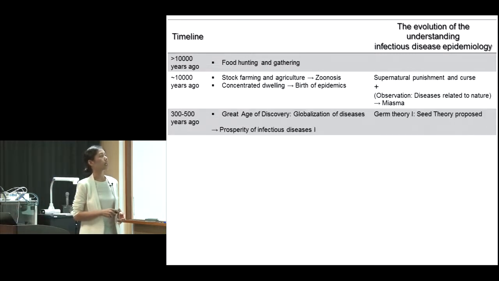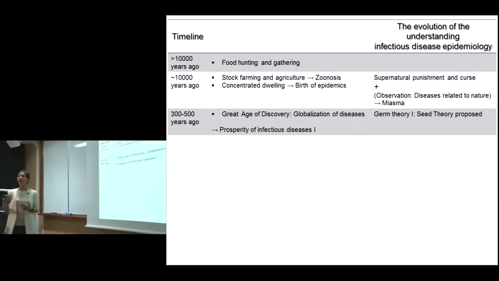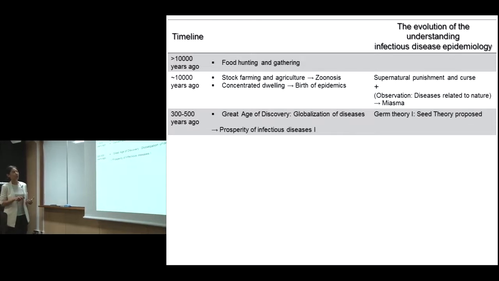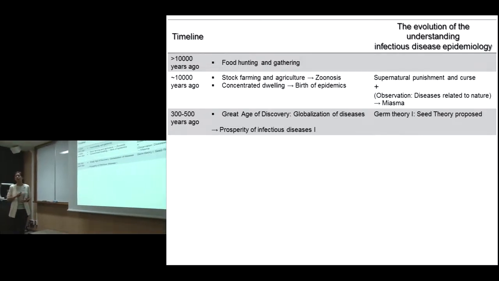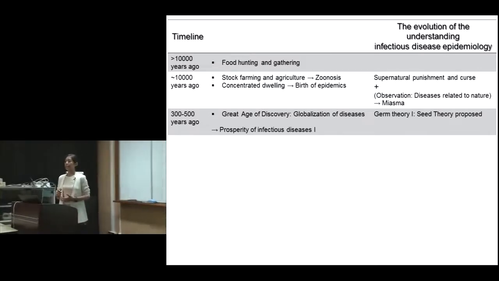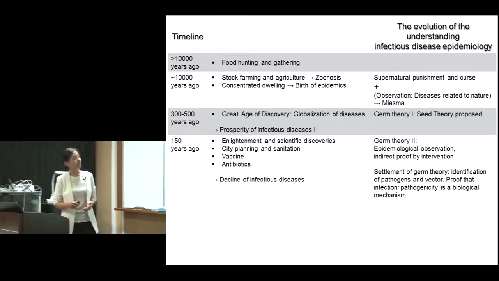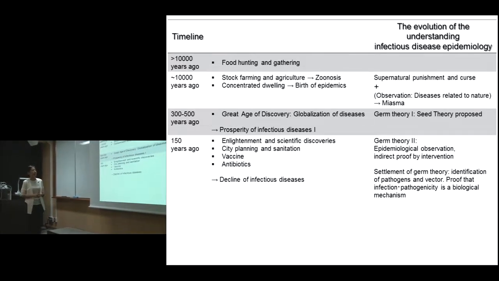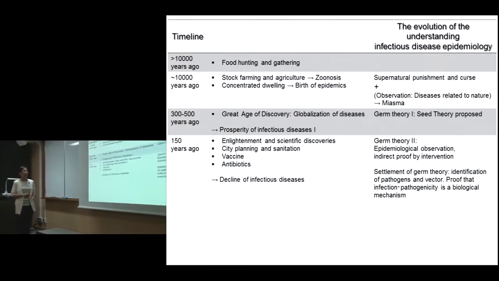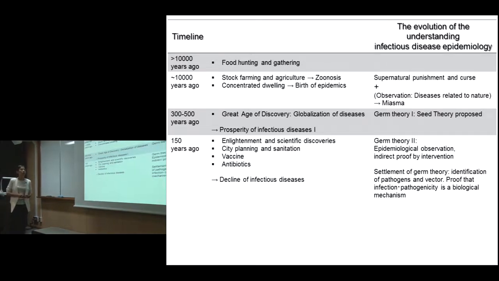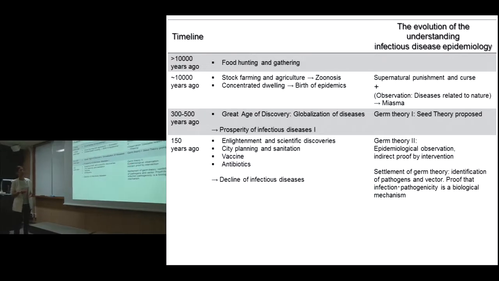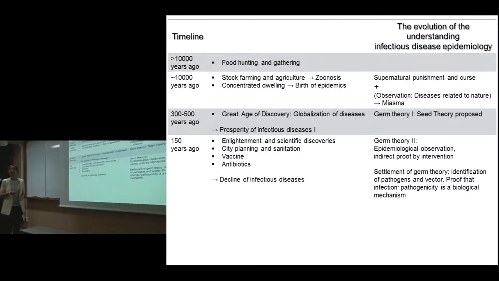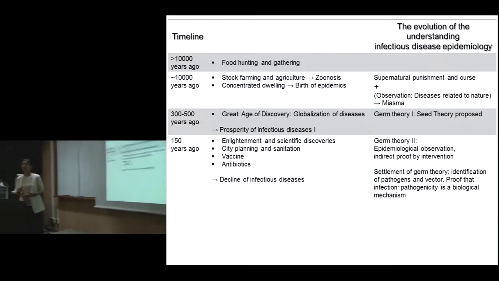And the next period was the Great Age of Discovery, where there was a globalization of diseases. As we have seen throughout the course, it has led to the prosperity of infectious diseases. And this was the first phase of germ theory, the seed theory. And then the age of enlightenment and scientific discovery, city planning and sanitation, vaccine and antibiotic discovery led to the decline of infectious disease. Also, the germ theory developed and strengthened into the second phase through epidemiological observation and indirect proof by intervention.